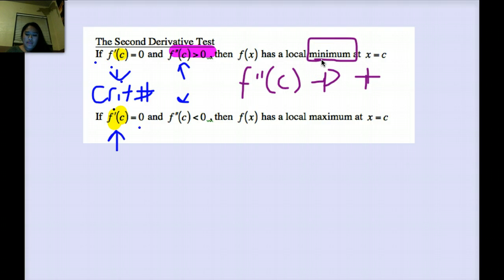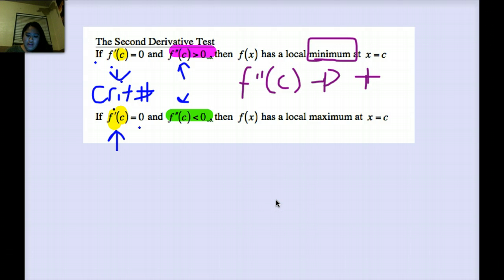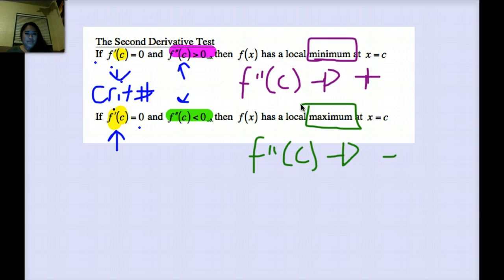So think of it as opposites, okay? And then if I plug it in and I get a number that is less than 0, which means my sign is negative, that tells me that when f double prime of c is a negative number, it actually has a maximum.